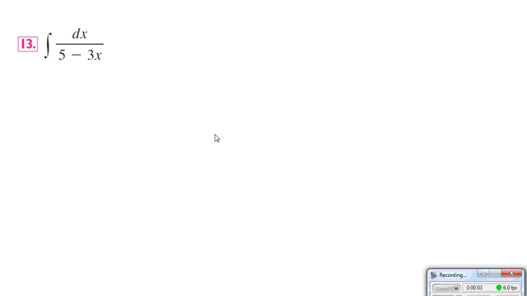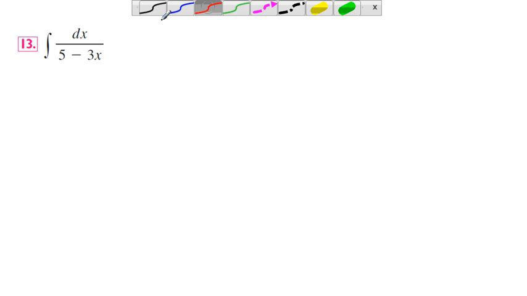All right, so let us try to look through some more practices regarding U substitution. The first one here we have integration of dx over 5 minus 3x. So what would you set U as?